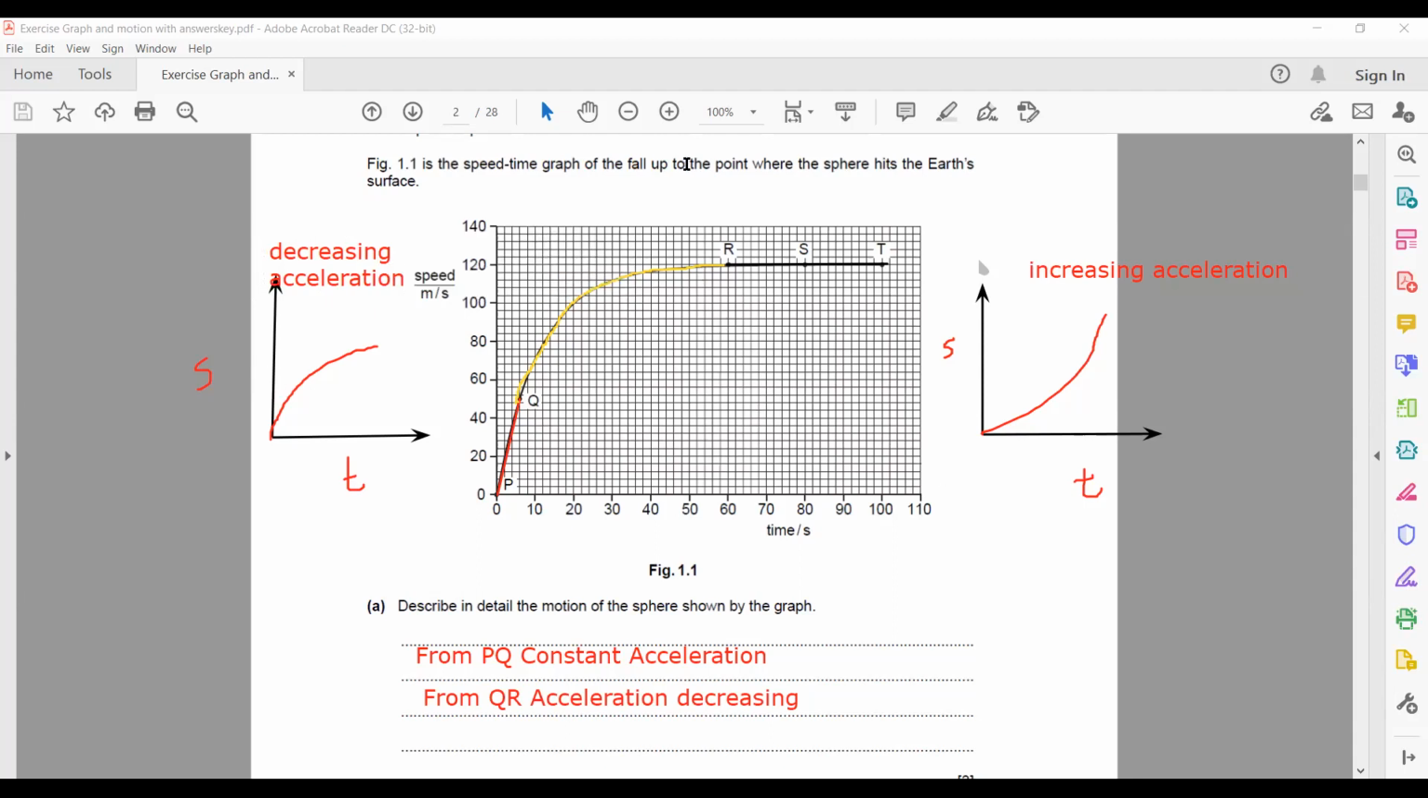Then it is a horizontal line from R, S and T. So what is happening from R to S to T? It's a horizontal line. What is constant? Speed is constant or acceleration is constant? So it's a constant speed. Yeah, that's right. A constant speed.